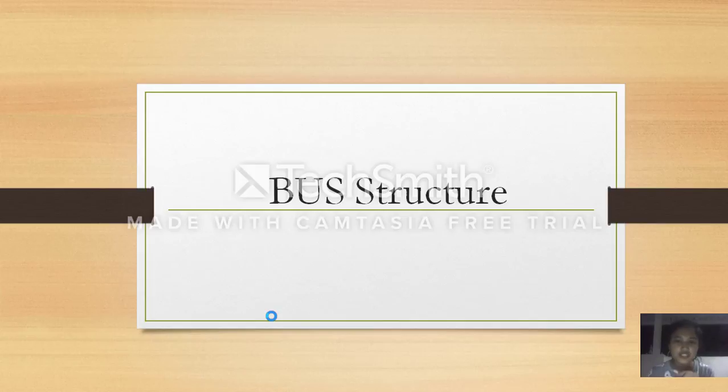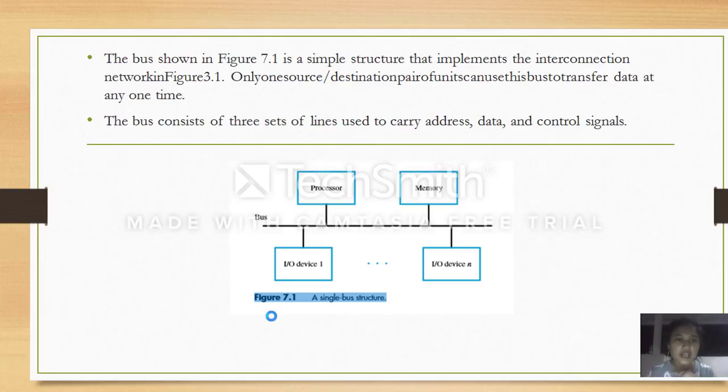The bus structure. The bus structure in Figure 7.1 is a simple structure that implements the interconnection network. Only one source or destination pair of units can use this bus to transfer data at any one time. The bus consists of three sets of lines used to carry address, data, and control signals.